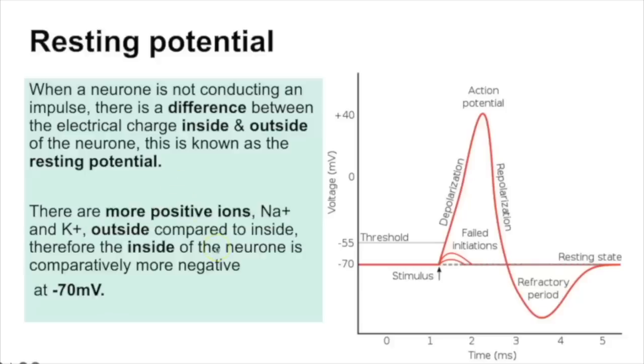There are more positive ions, the sodium ions and potassium ions, outside compared to inside of the axon. And therefore, the inside of the neuron is comparatively more negative. And that is why the resting potential is minus 70 millivolts.